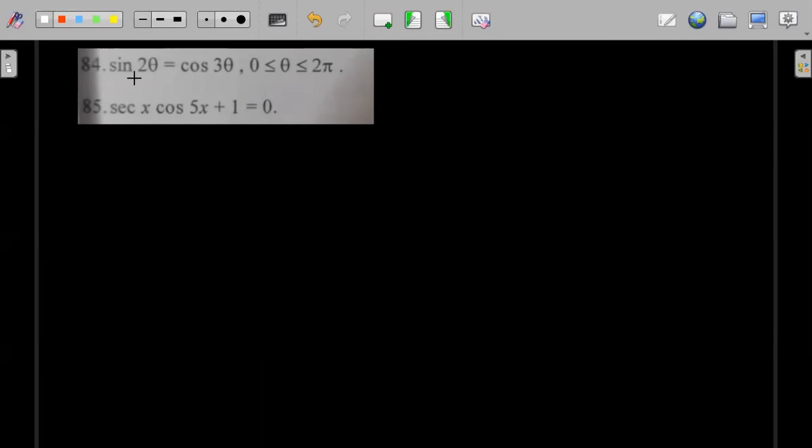Okay. So this is sine 2 theta plus cos 2 theta, right? So what I will do, I can take cos 3 theta on the other side. So this will become sine 2 theta minus cos 3 theta is equal to 0. Sine 2 theta is equal to cos 3 theta. Either I can do this one.